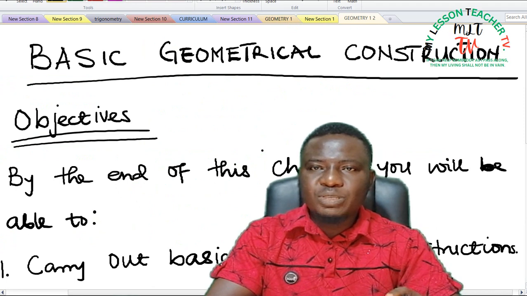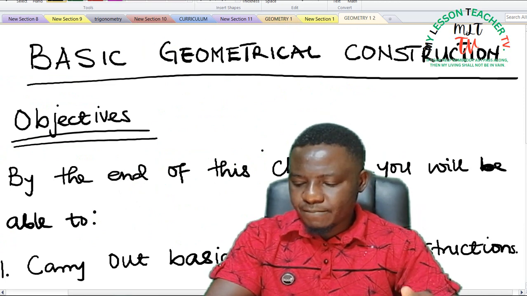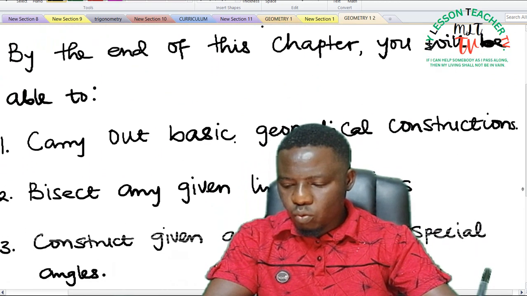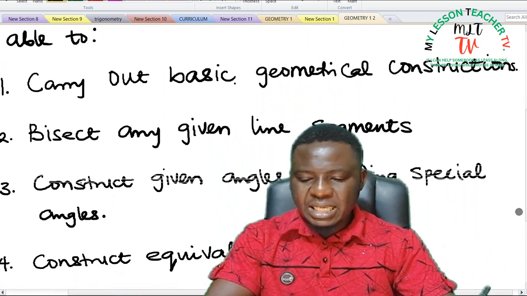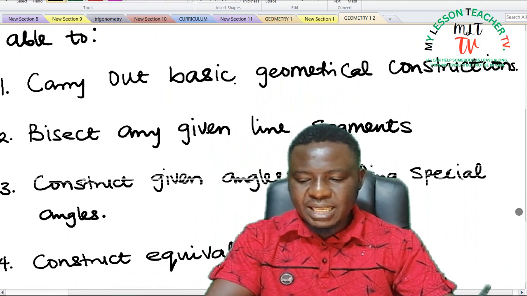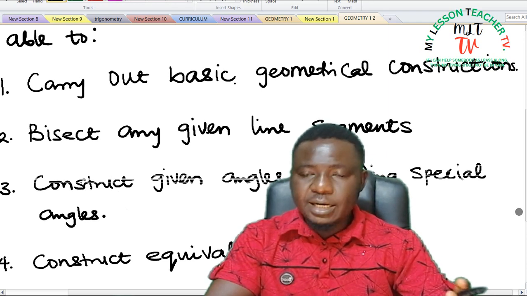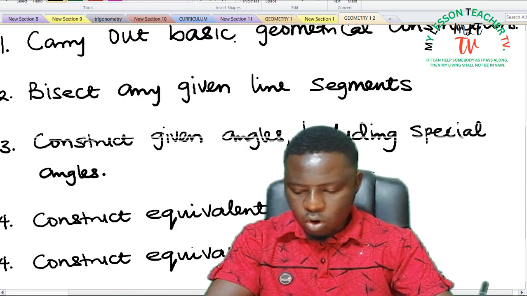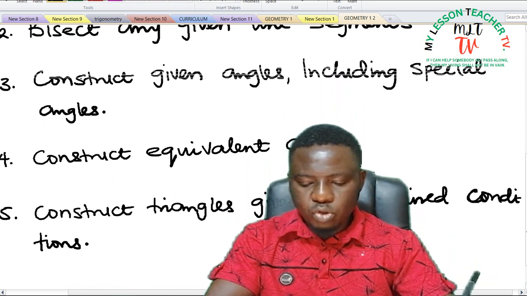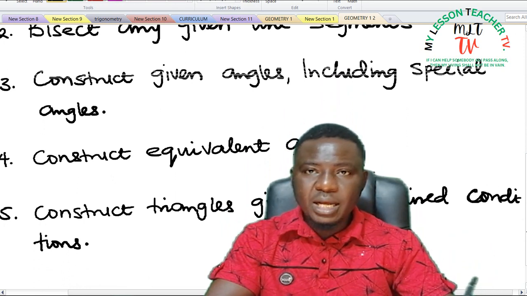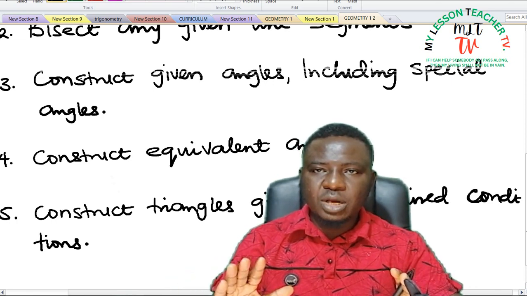We shall look at the objectives of basic geometrical construction. At the end of the class, students should be able to: 1. Carry out the basic geometrical constructions. 2. Bisect any given line segments. 3. Construct given angles, including special angles. 4. Construct equivalent angles. And 5. Construct triangles given the required conditions. So at the end of this topic, these are the objectives that we tend to achieve.